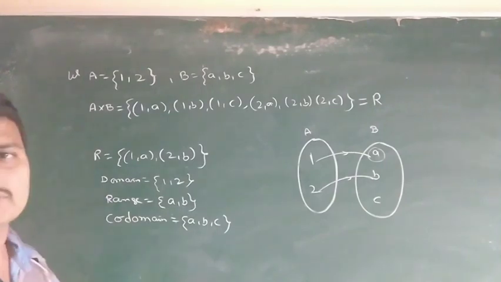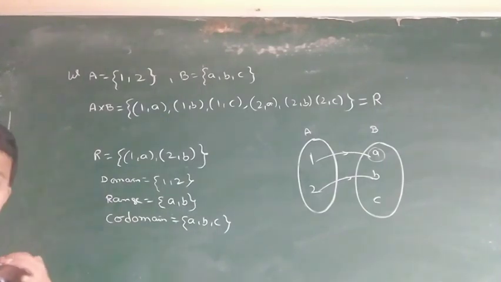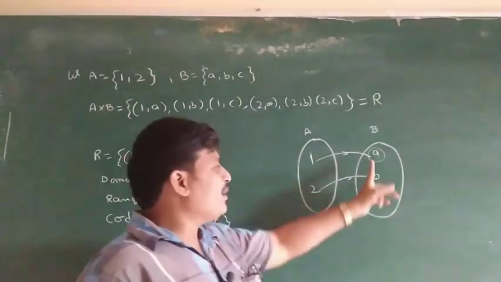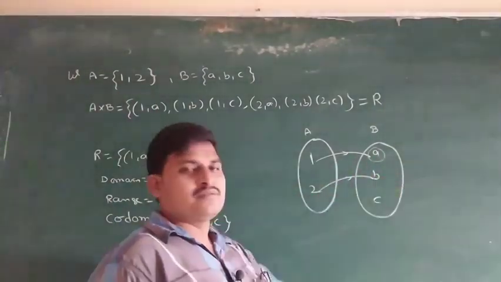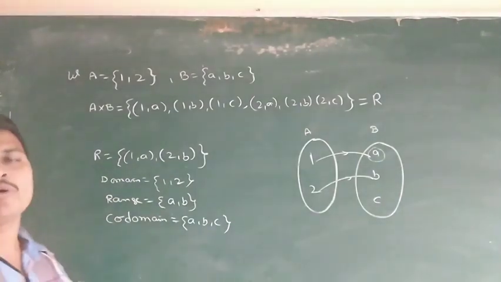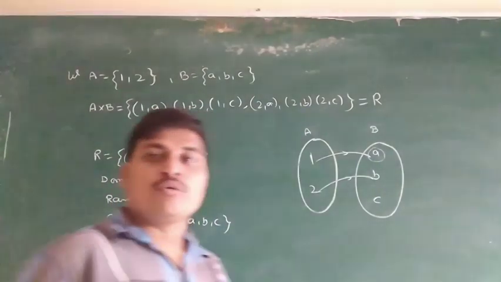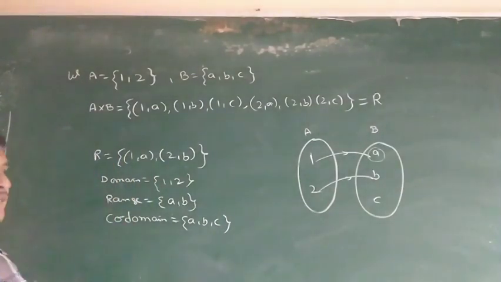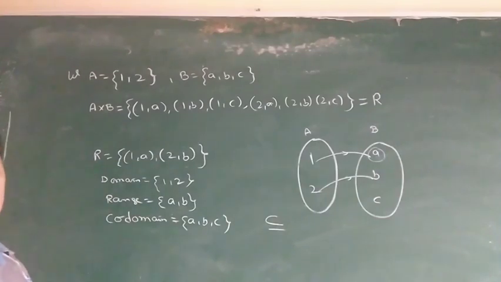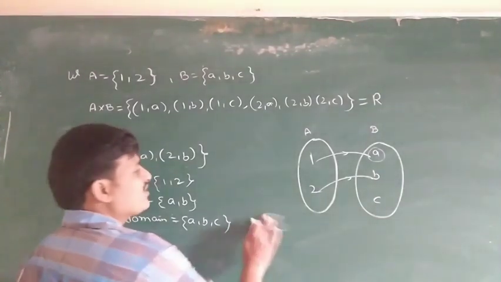Which one is big one? Codomain is big one or range is big one? Codomain, because codomain is A, B, C and range has only two mappings. Range is a subset of codomain, and it can also be equal. Okay, understand?